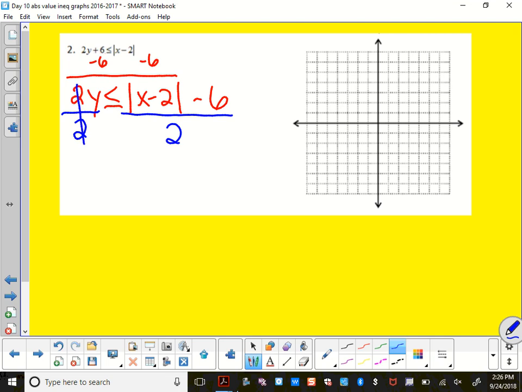Alright, my 2's disappear, right? So I'm going to have y is less than or equal to, you guys can't see it, but there's basically a 1 in front of my absolute value symbol. Let's just say it's there. So if I divide 1 by 2, I'm left with 1/2. My absolute value does not change. I don't want to even touch it. It just stays as it is. And what happens to negative 6 divided by 2? Negative 3.